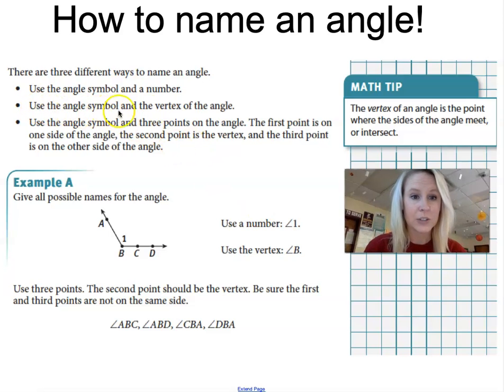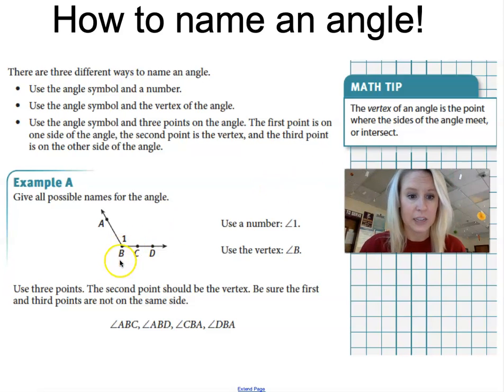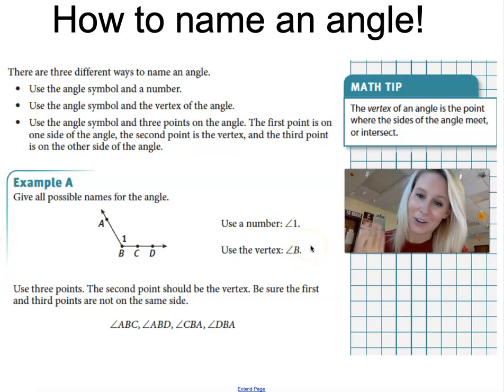The second one is to use an angle symbol with the vertex of the angle. So again, the vertex, let's look at this math tip. It's the point where the sides of the angle meet. So it's the middle of the angle. Okay, so in this example down here, our vertex would be B, and so I could call it angle B. Okay, these are the 2 fastest ways to name an angle, but they're not going to always be this easy every time.